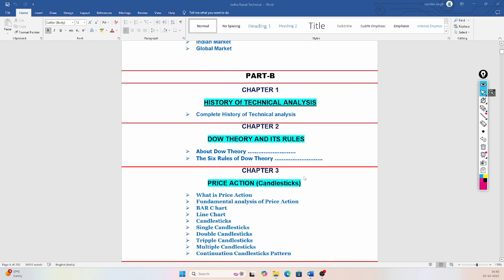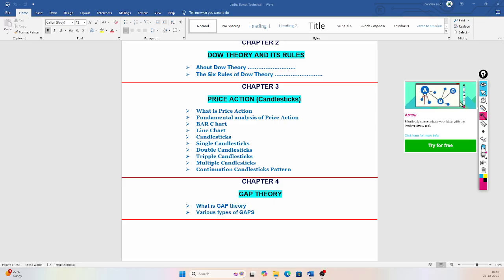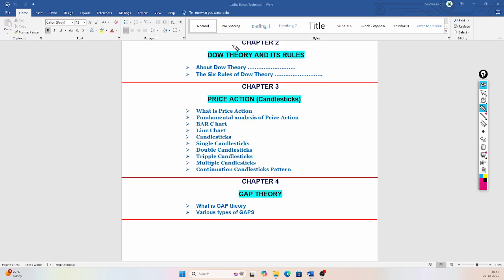Okay. In chapter number 2, we'll learn Dow theory and its rules, the 6 rules of Dow theory. Now, do you know who the founder of Dow theory is? Charles Dow. Okay, we'll learn those things also.